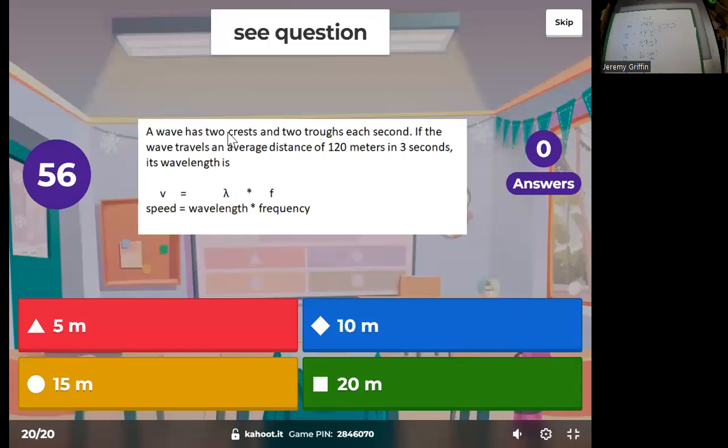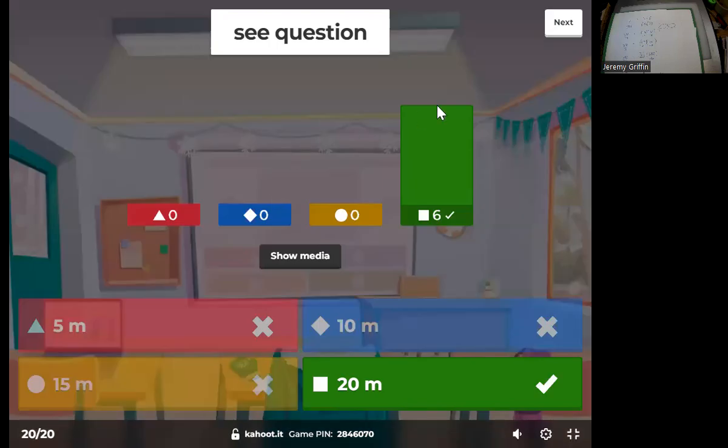I'll walk you guys through this. Wave has 2 crests, 2 troughs each second. That means it has a frequency of 2 hertz. So you guys know 2 hertz goes right here, right? If the wave travels an average distance of 120 meters in 3 seconds, that's a wave speed of what? 40 meters per second. Right here, 40 meters per second. Got 2 hertz. What is the wavelength? Can you guys take 40 meters per second and divide by 2 hertz? 20 meters. Everybody can do that.